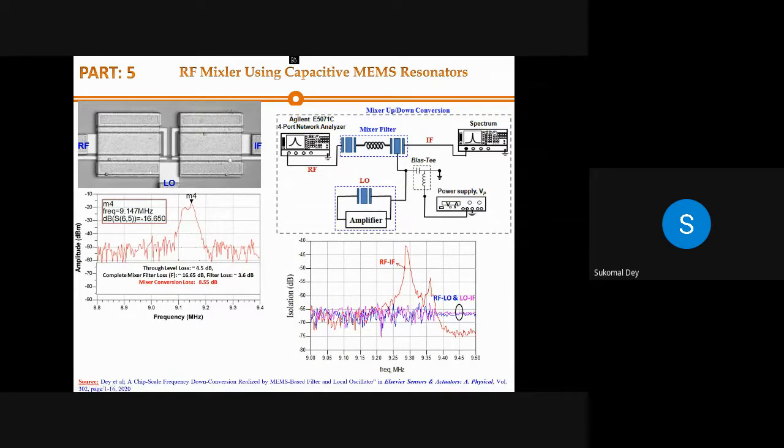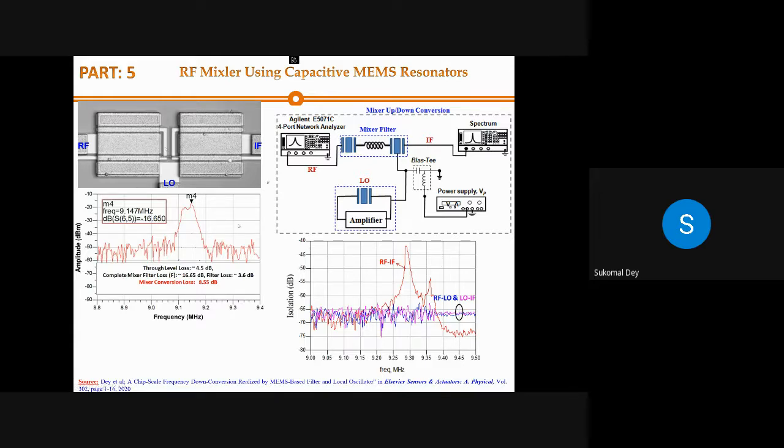One of the important points is that whenever you are making a mixer, you have to look at the isolations. Isolation means RF-LO isolation, LO-IF isolation, and RF-IF isolation. All these stages were checked and the isolations gave a good number. It is better than 40 dB.